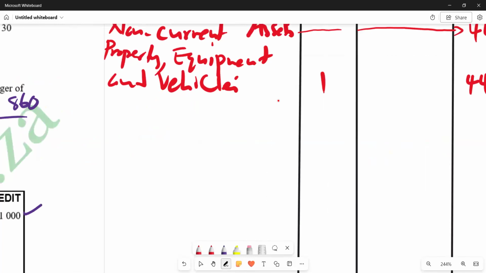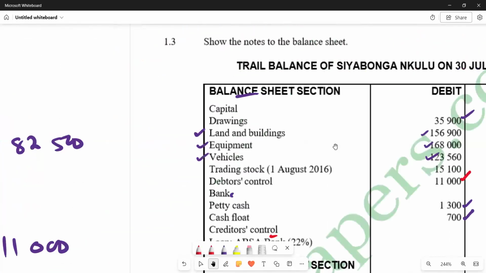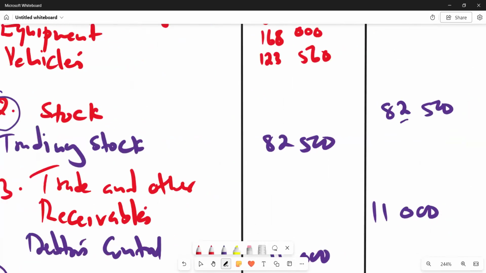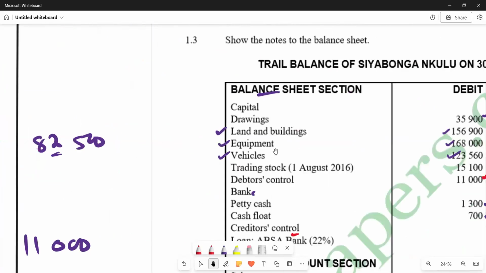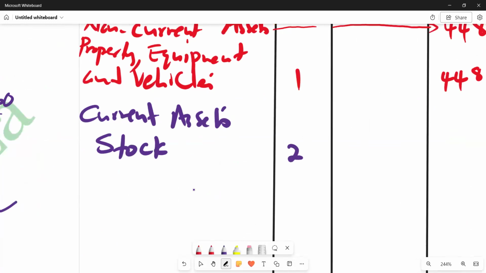Then we go to the next item, which is current assets. So we are now on current assets. And then other current assets, we can start with the figure for stock. We did make a note for that. We can go back and try to see the figure that we got for stock. We are seeing that the note for stock here is note 2. That's the reference. And the figure is 82,500 here. So we go back. So we are just making a reference that we are taking it from note 2. And the figure we are putting in the second column is 82,500.